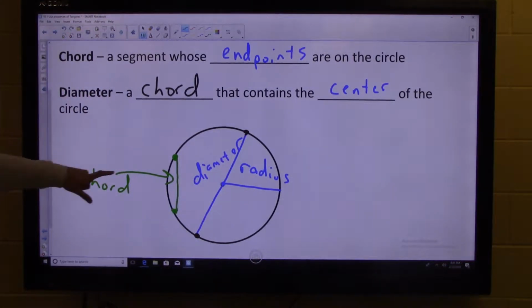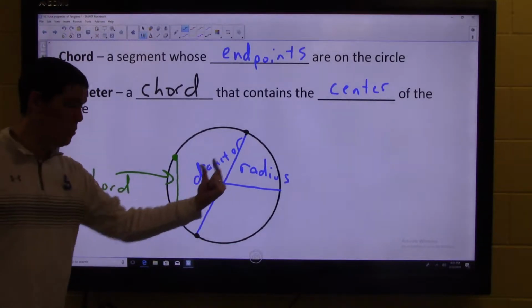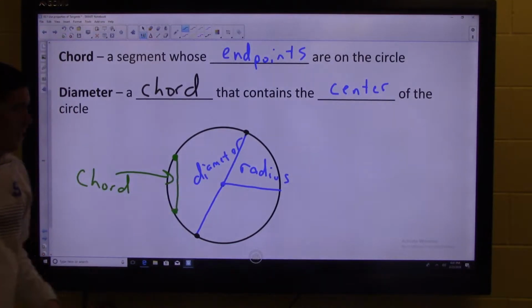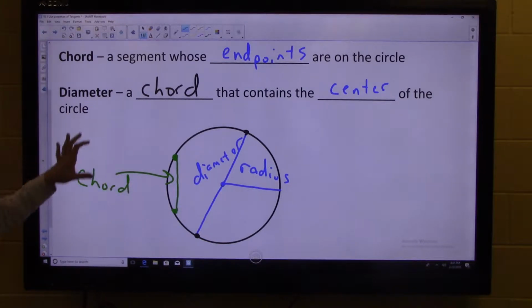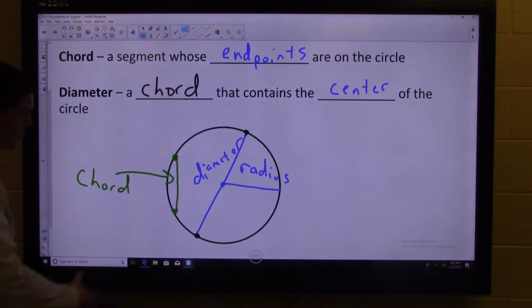I went ahead and drew a chord as well. This is just a generic chord. Like I said, this other one is a specific chord. It's called the diameter. It goes through the center. We could draw as many chords as we want here. Let's just draw one so we know what we're talking about. Any segment that has endpoints on the circle is a chord. That's all there is to it.